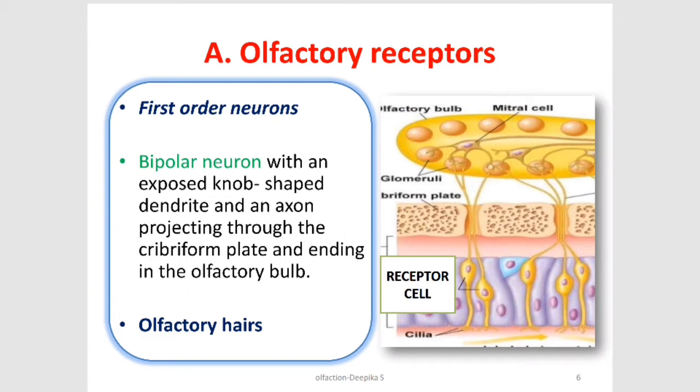Each receptor is a bipolar neuron with an exposed knob-shaped dendrite and an axon projecting through the cribriform plate and ending in the olfactory bulb. These olfactory receptor cells contain cilia projecting from the dendrite, called olfactory hairs. These olfactory hairs respond to the inhaled chemicals.